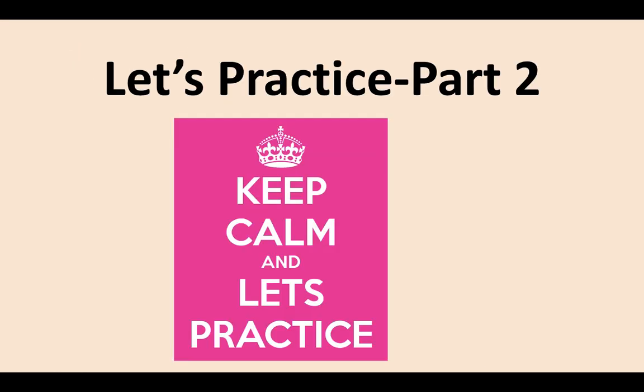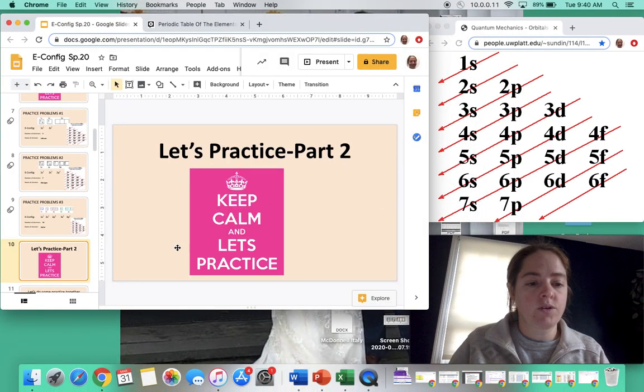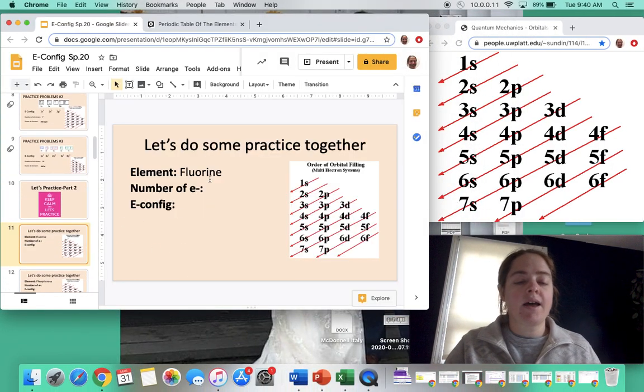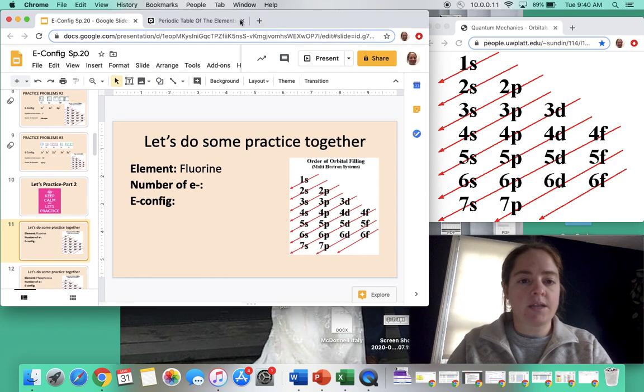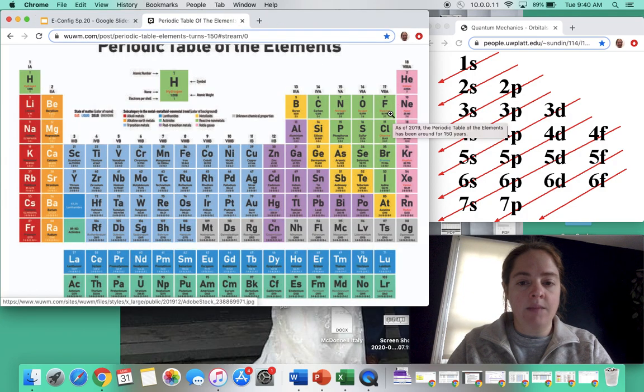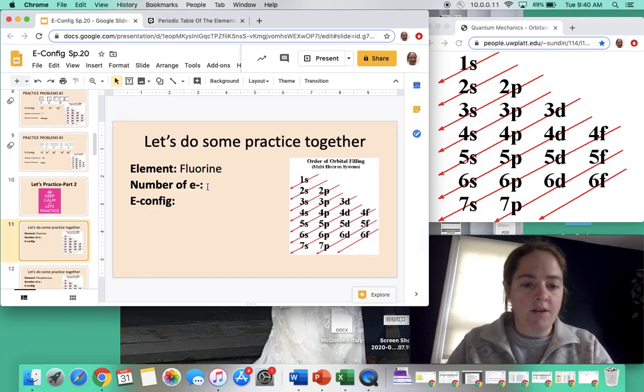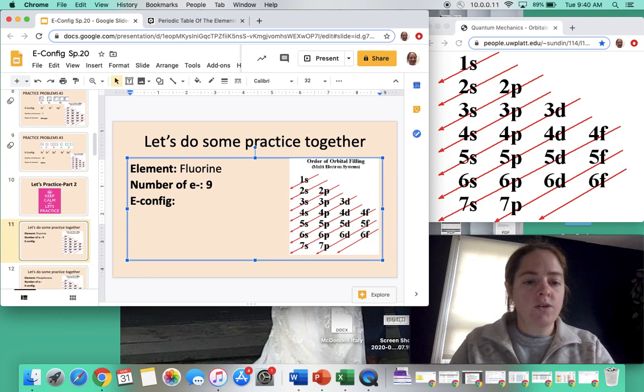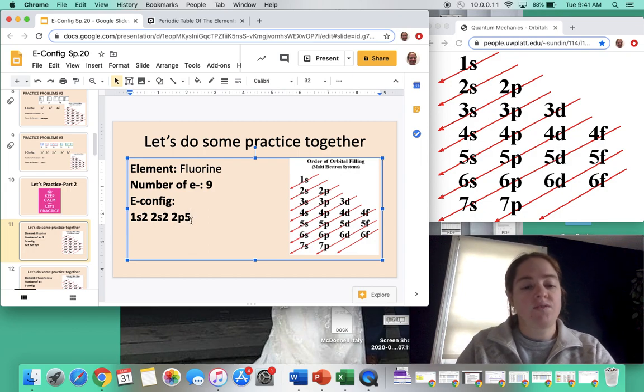All right, let's do some more practice. I'm going to exit full screen mode so you can see me as I do it this time. Here we have fluorine. If we look at your periodic table, we see that fluorine is element number 9. So if it's element number 9, there are 9 electrons. We can use our flow chart to start. We have 1s2. After 1s comes 2s, 2s2. After 2s comes 2p. Now we need 9 electrons. 2 plus 2 is 4. So we need 5 more, so it will be 2p5. So 2 plus 2 is 4, plus 5 is 9.